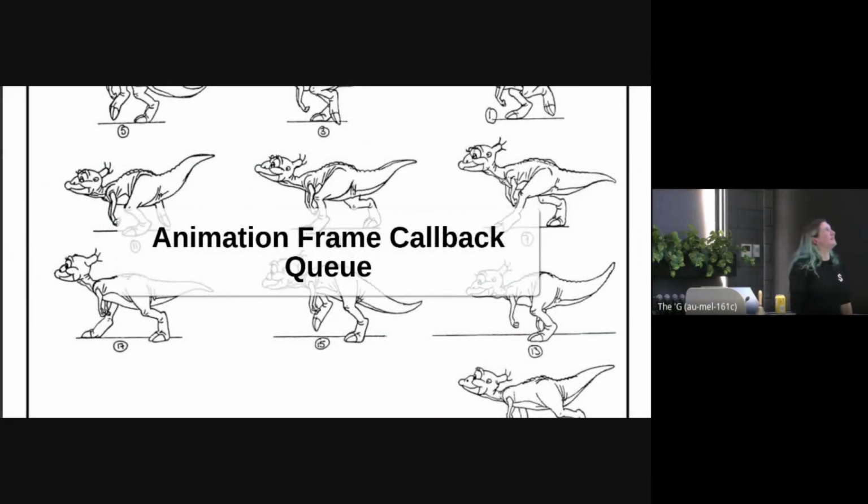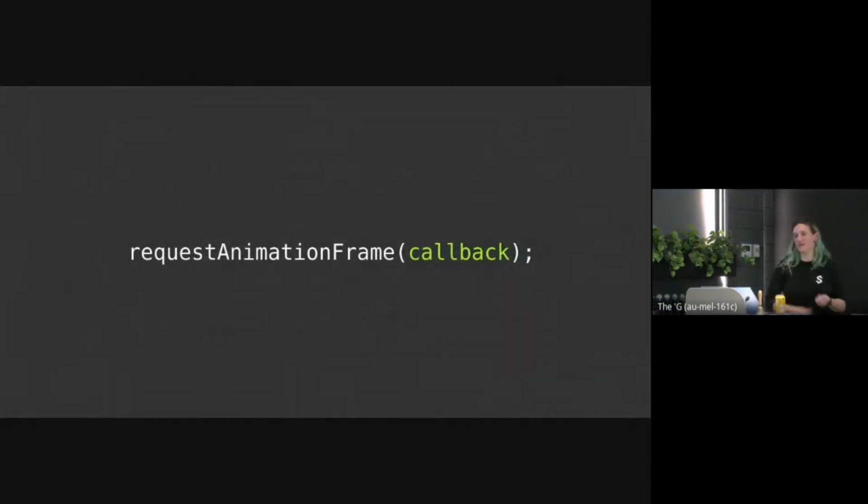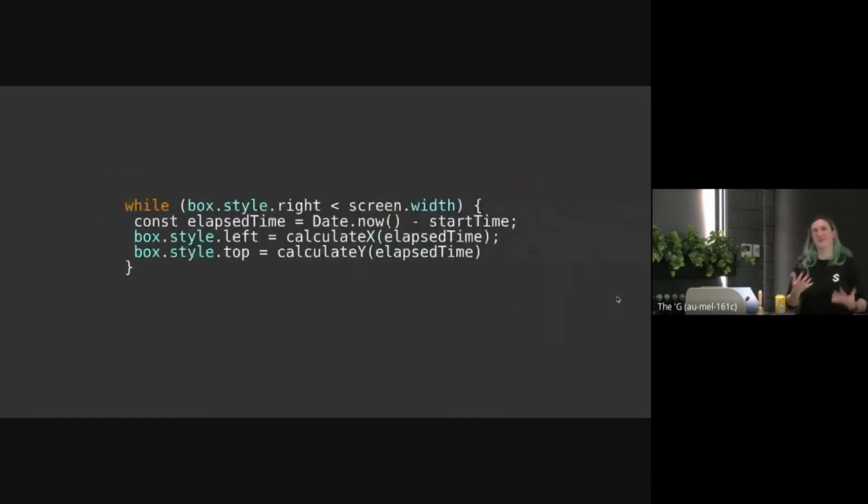We also have the animation frame callback queue, which is a mouthful. So we can add tasks to the animation frame callback queue by calling requestAnimationFrame and passing in a callback. So why might we want to do that? Imagine that we wanted to do this really fancy animation, which makes a square move across the screen in sort of a sine wave pattern. Now, I can guarantee everyone who's ever had to do anything like this, the first thing that you do, and I say you, I mean me, is write something like this, right?